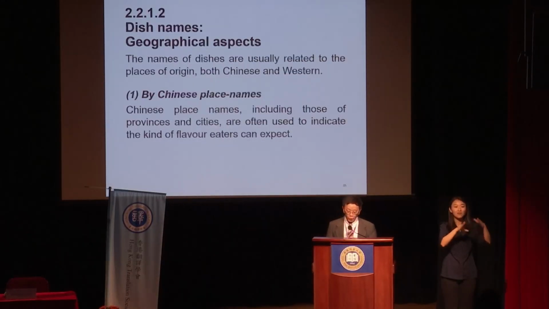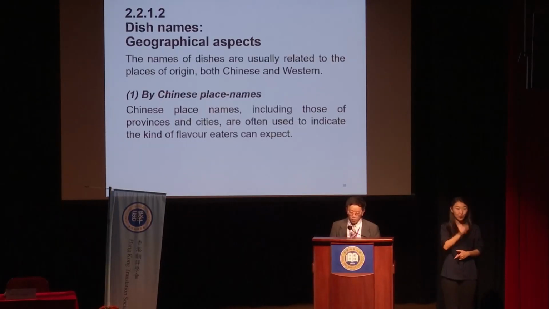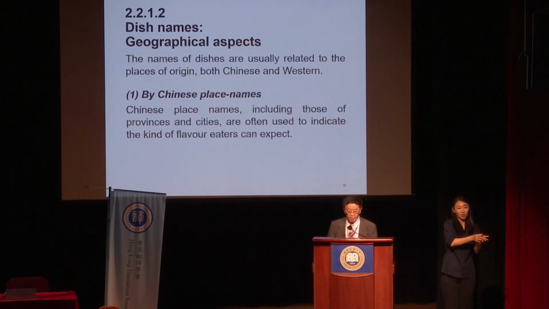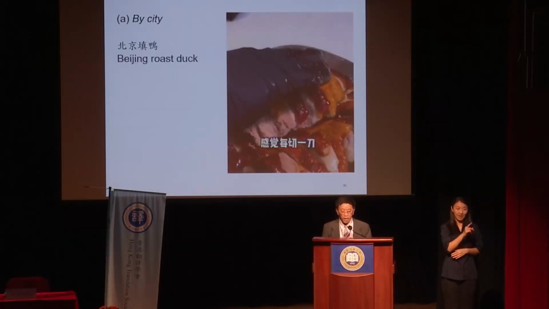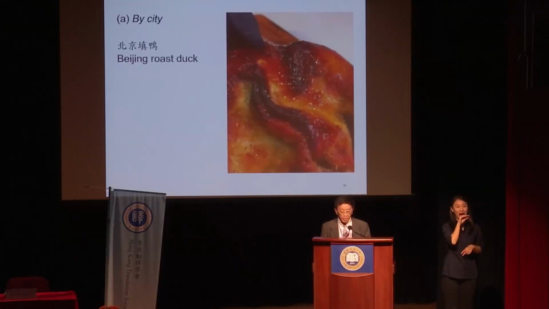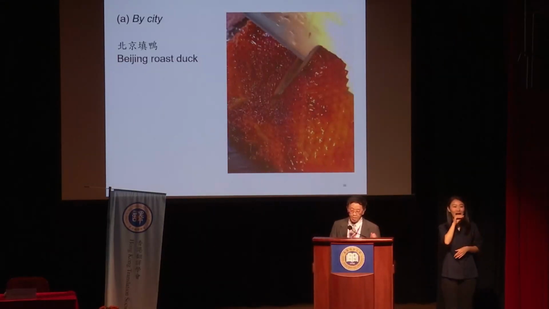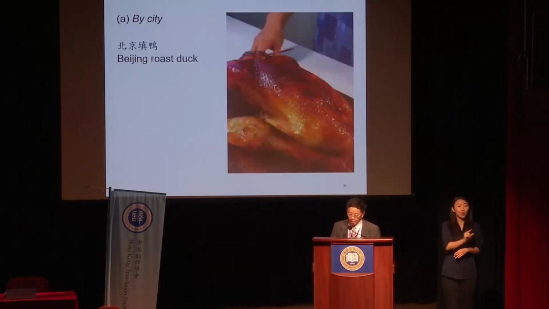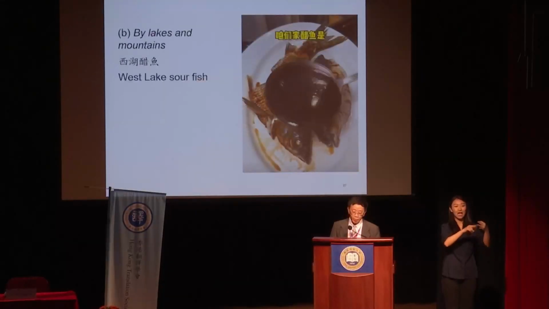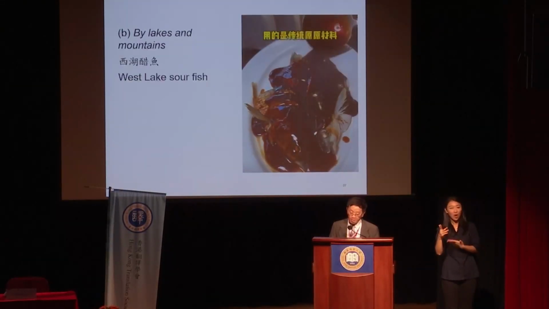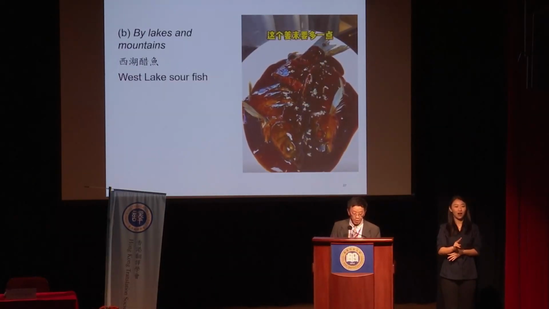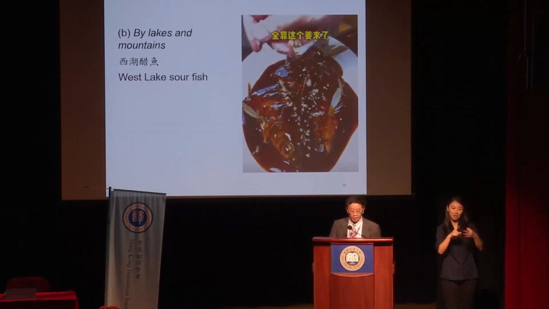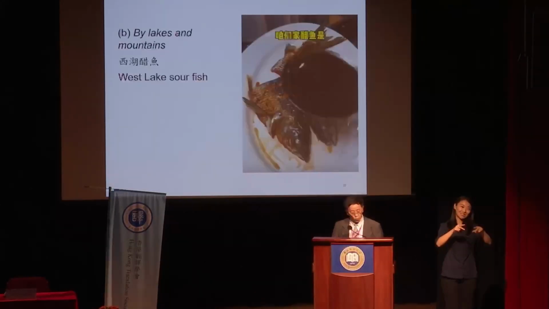Sometimes we have also dishes named after geographical locations. Say the first example would be Peking roast duck, or this is the Beijing Tianya, meaning we refer to the city and then use its name as part of the dish name. And we also use lakes and mountains in our naming of dishes. Say West Lake sour fish is 西湖醋鱼.